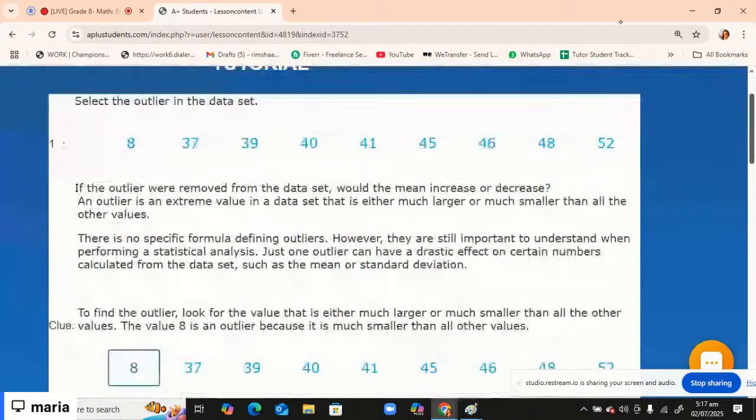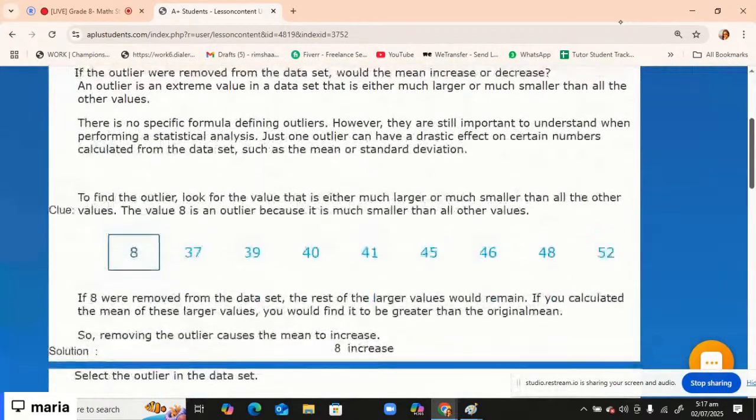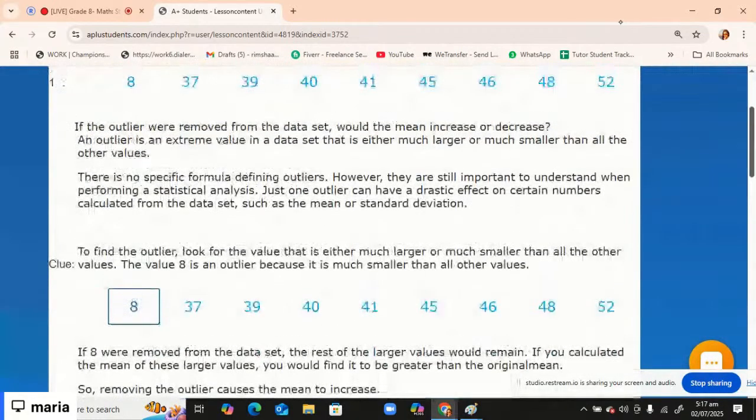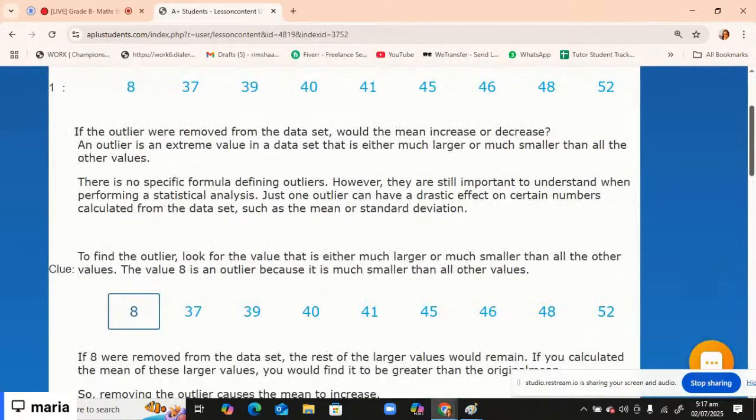So here we're going to find it, check it out. To find an outlier, look for values that are either much smaller or much larger than all the other values. So the outlier is the value, what is the value? This is 8, because it's much smaller than all other values.